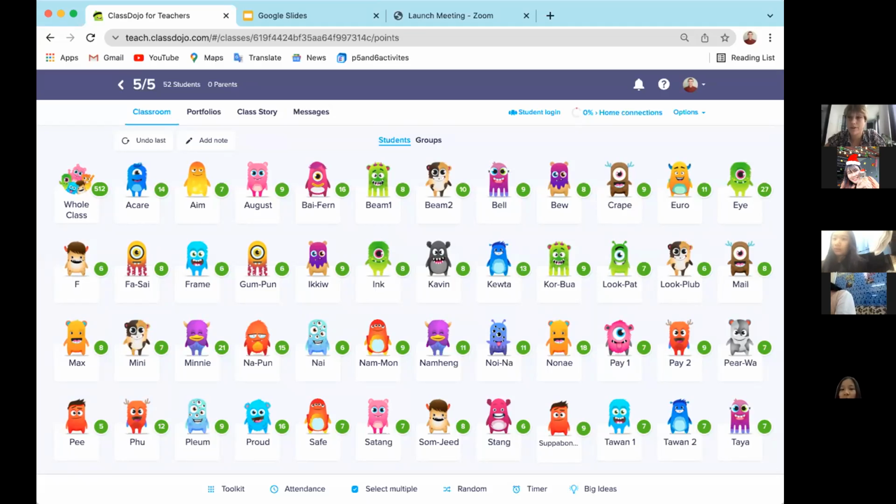I have Noina, Fern, Acare, and Mini with their cameras on. Who else is going to turn on their camera?